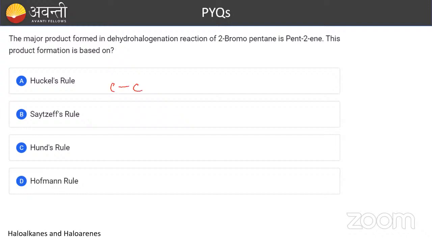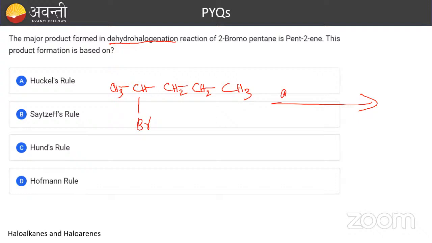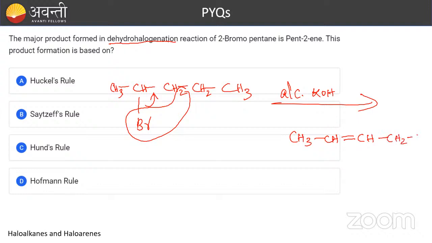So we have pentane, 1, 2, 3, 4, 5, and to the second carbon we have to attach the bromine. So CH3 CHBr CH2 CH2 CH3. Dehydrohalogenation means elimination. Elimination is done with alcoholic KOH or alcoholic NaOH. So what will be eliminated? HBr will be eliminated and we will get a double bond here. So we will have CH3, CH, double bond, CH, CH2 and CH3.